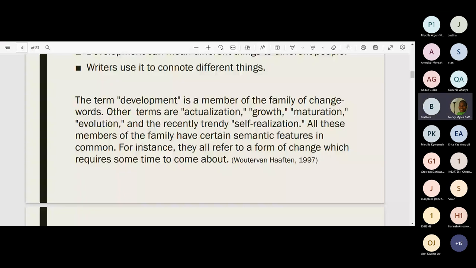All these members of the family have certain semantic features in common. For instance, they all refer to a form of change which requires some time to come about.